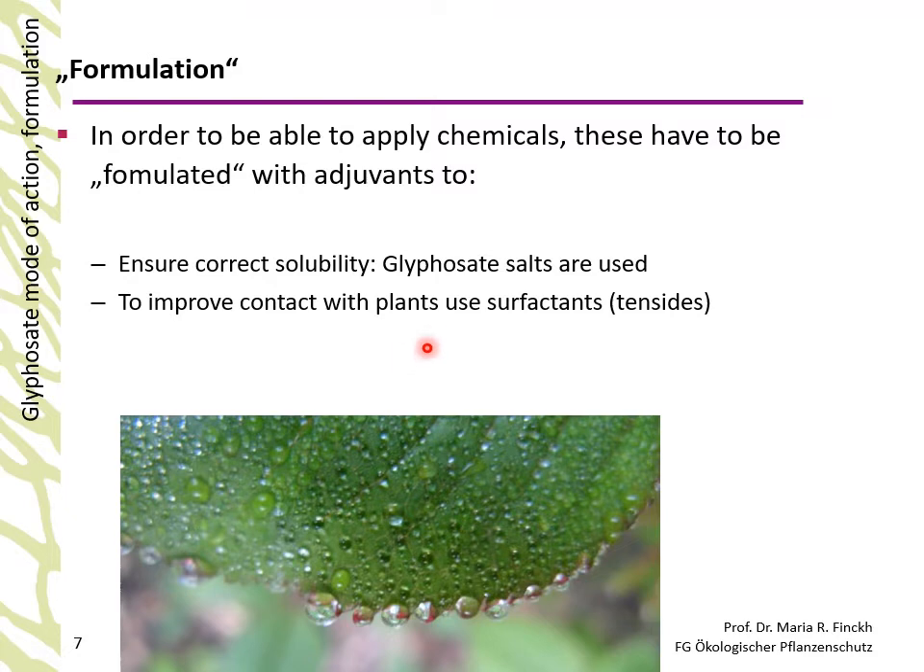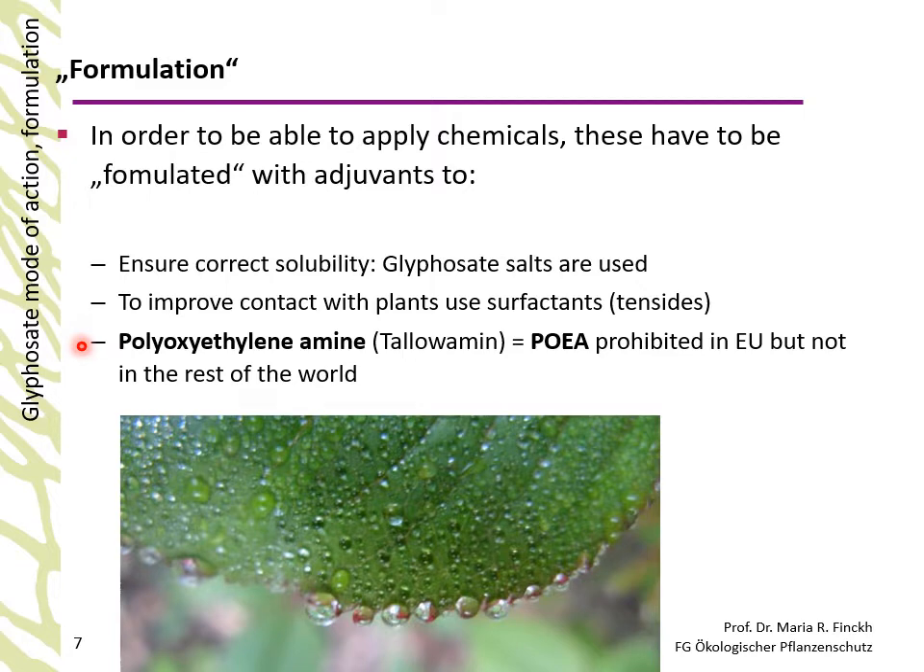So normally surfactants are used to improve the contact with plants and to reduce the surface tension of the water. And the one surfactant that has been used in the EU and worldwide is polyoxyethylene amine, tallowamine, abbreviated usually with these 4 letters, POEA. It has been prohibited in the EU since 2016, but not in the rest of the world. In the EU they prohibited it because it is very toxic.